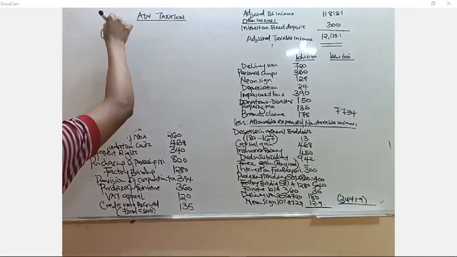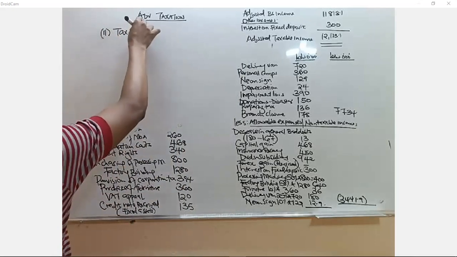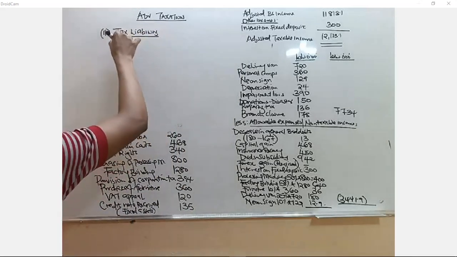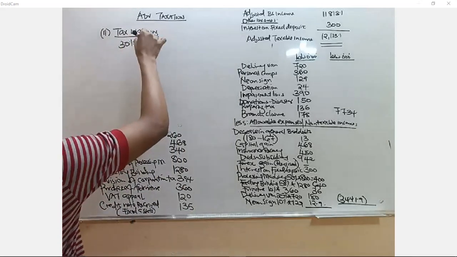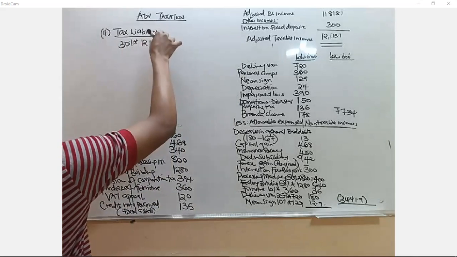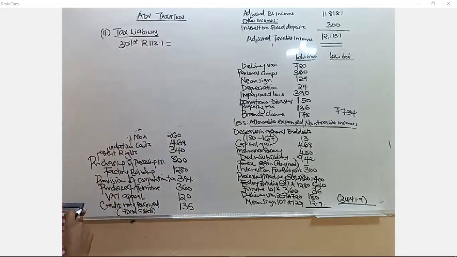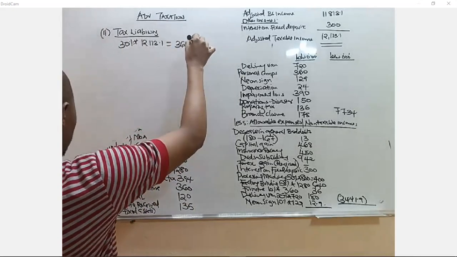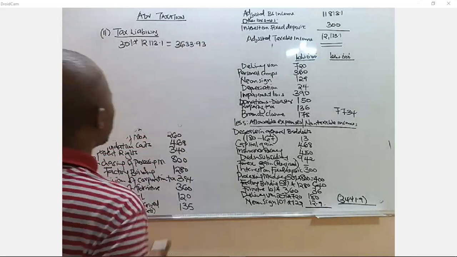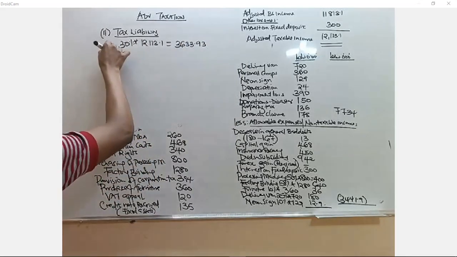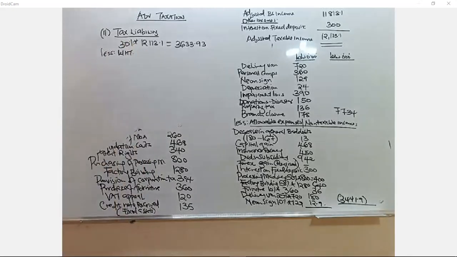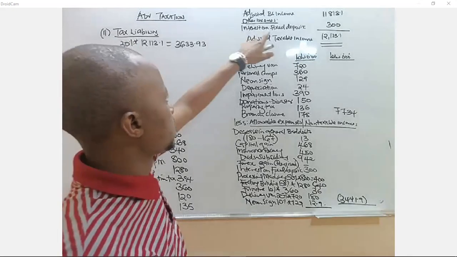So part 2, we are told to calculate our tax liability. In this case, I'm just going to be taking 30% of 12,113.1, times 0.3. We are getting 3633.93. Then we less the withholding tax relief. What is this withholding tax relief coming from? It is coming from the fixed deposit account.